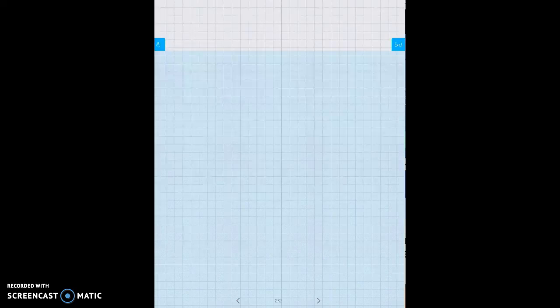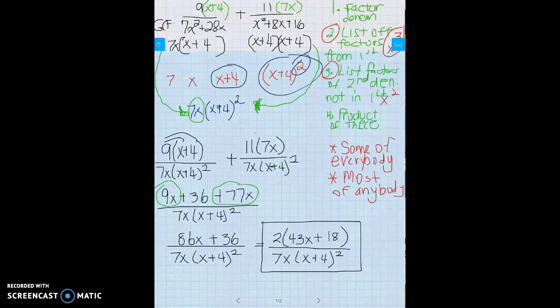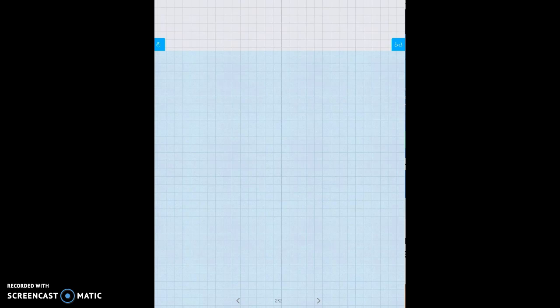Okay, we're going to work with adding and subtracting rational expressions with unlike denominators now. So let's talk about how to find a common denominator first. This is the same thing as when you were in elementary school.